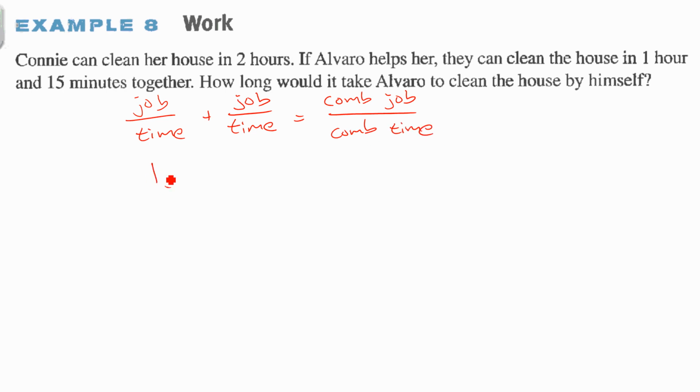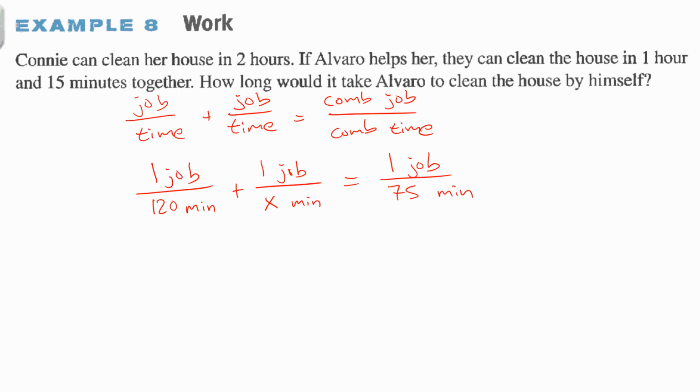Connie can do 1 job in 2 hours. I'm going to write this as 120 minutes. Plus, Alvaro comes along and helps. He can do 1 job in, we don't know how long. So X minutes for Alvaro. But together, we know that they get 1 job done in 1 hour 15. So 1 hour 15 is 75 minutes. All right. Now, once we have this set up, it's fairly easy to solve for X.